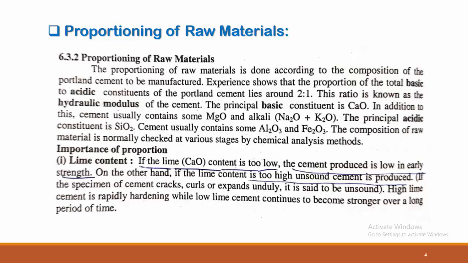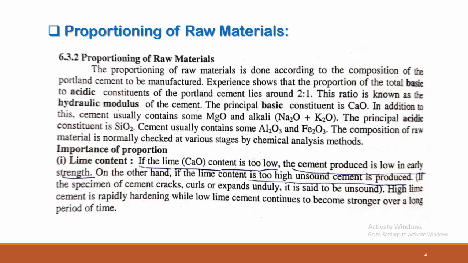The principal acidic constituent, what is that? Silica. The principal acidic constituent is silica. Cement usually contains some alumina and ferrite. The composition of raw materials is normally checked at various stages by chemical analysis methods. So it means that not only the raw materials themselves, but also their proportioning plays an important role in the manufacture of Portland cement, depending on the type of Portland cement you require.